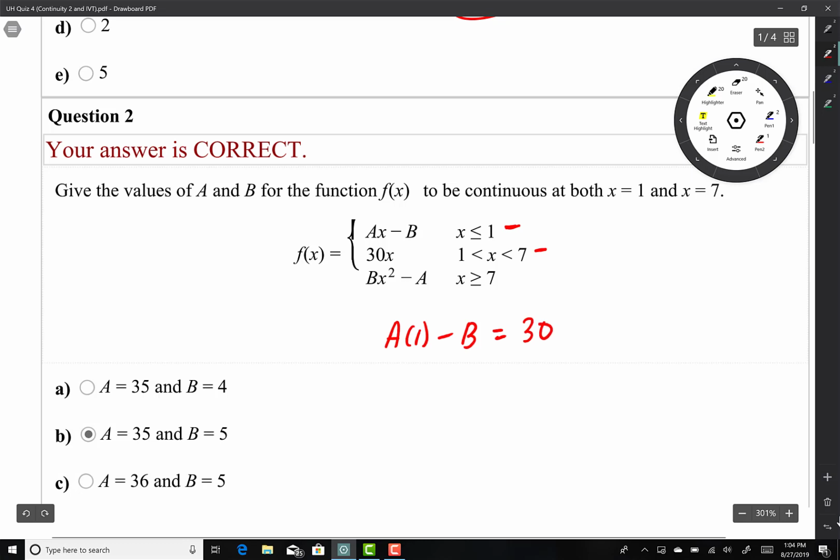And we're still good. Alright, the next one.